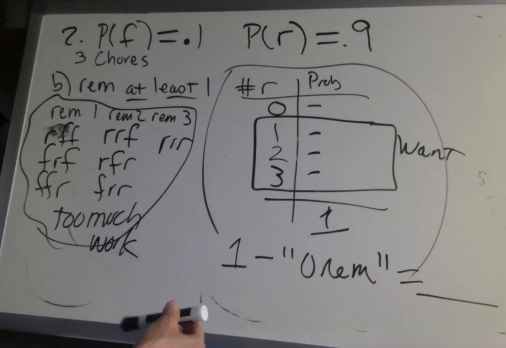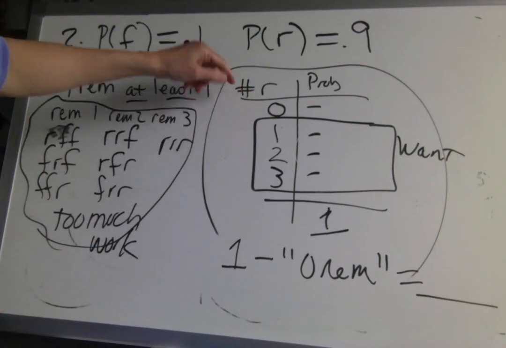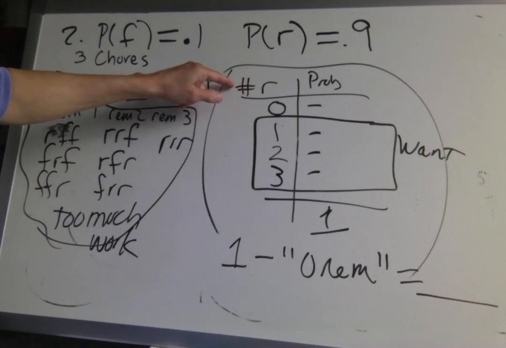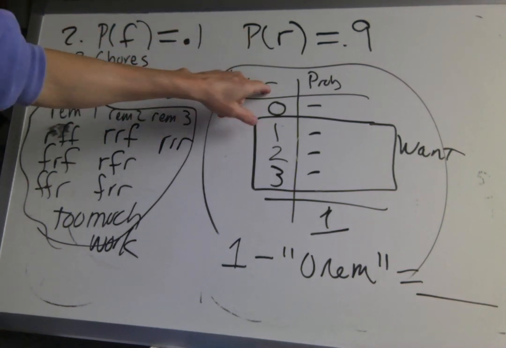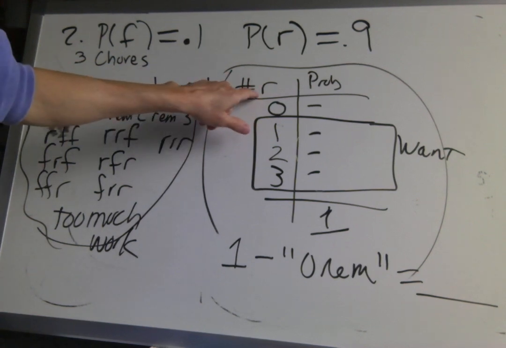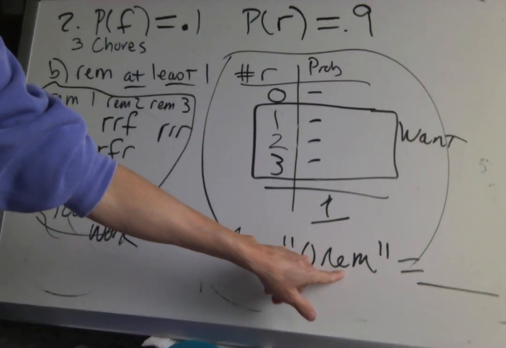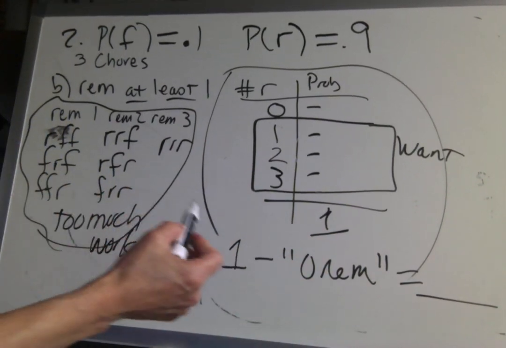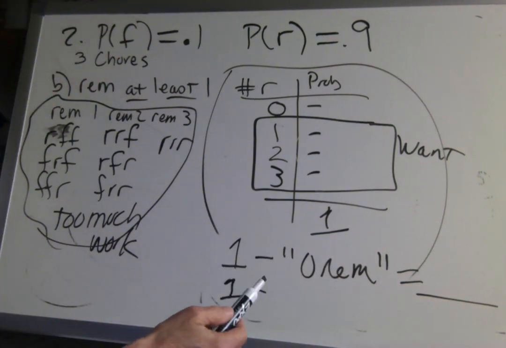You can't raise things to the 0 power. Anything to the 0 power is 1. That is not helpful. Before I keep going here, this little title right here is really important. You have to remember that this problem was asking you about remember. That's why I wrote the word remember right there. 0, remember. It is synonym time.